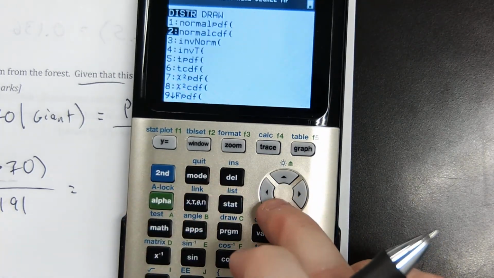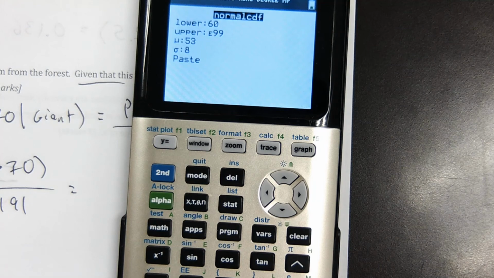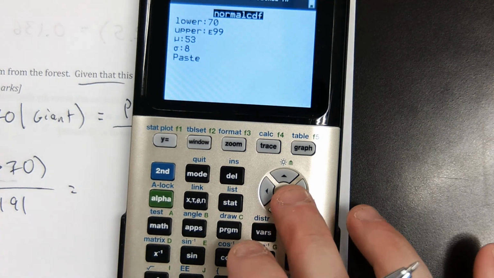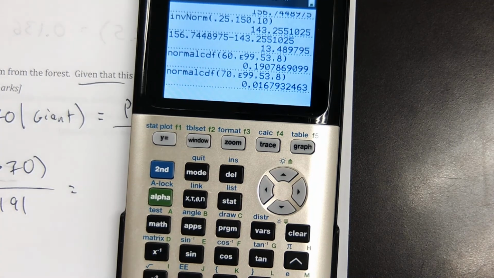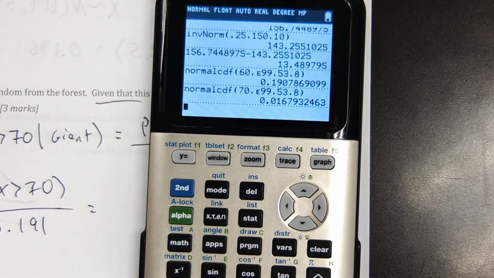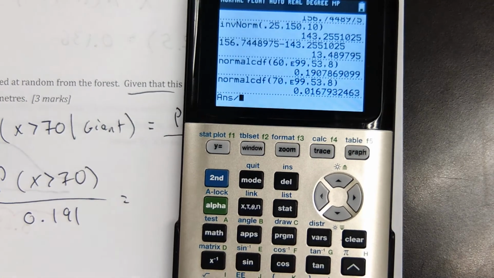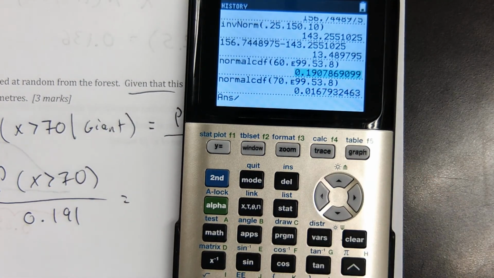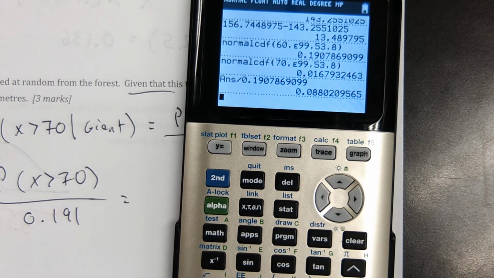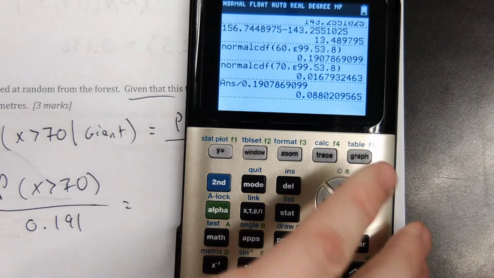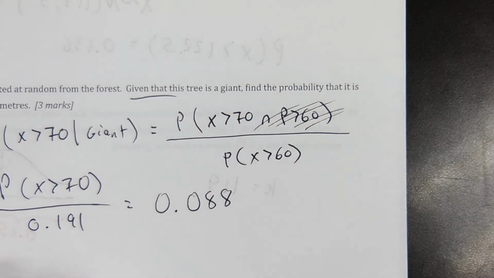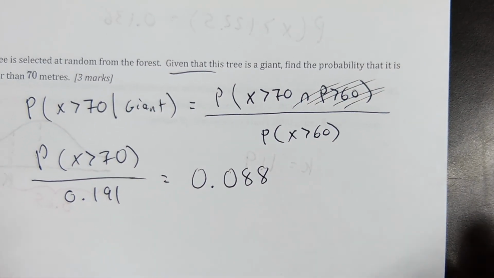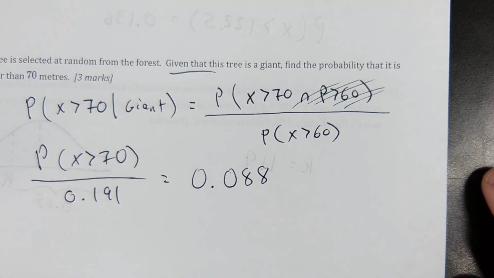So from our vars, we go down to normal CDF, and we just change the lower to a 70. And that's it. Nothing else changes. You get that number right there. And then you just divide that number by the 0.191, which is right here. It's going to be about 0.088. That is actually 3 sig figs, because the third significant figure was a 0. So I don't think IB will punish you if you don't write the 0 at the end.